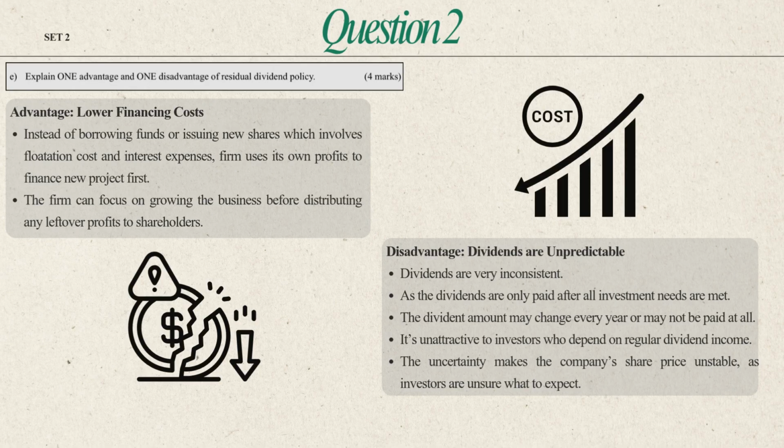This can be unattractive to investors who depend on regular dividend income. The uncertainty can also make the company's share price more unstable as investors are unsure what to expect.